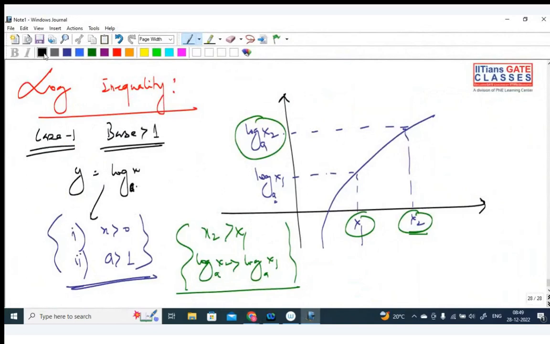Okay, we'll take the next case. This is very, very important. Case number 2: suppose your base is lying between 0 and 1, greater than 0 but less than 1. So your plot will become like this.